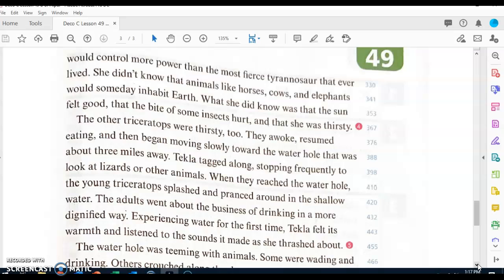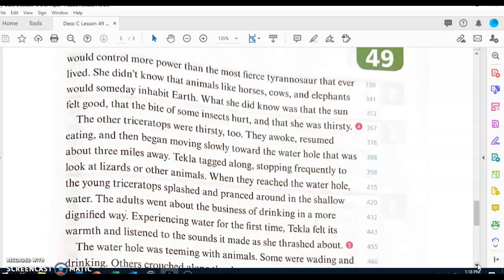What she did know was that the sun felt good, that the bite of some insects hurt, and that she was thirsty. The other Triceratops were thirsty too. They awoke, resumed eating, and then began moving slowly toward the water hole that was about 3 miles away. Tekla tagged along, stopping frequently to look at lizards or other animals. When they reached the water hole, the young Triceratops splashed and pranced around in the shallow water. The adults went about the business of drinking in a more dignified way.